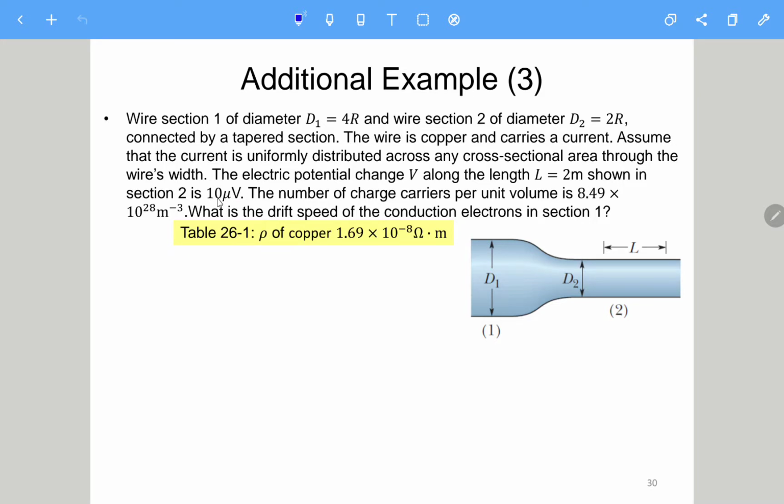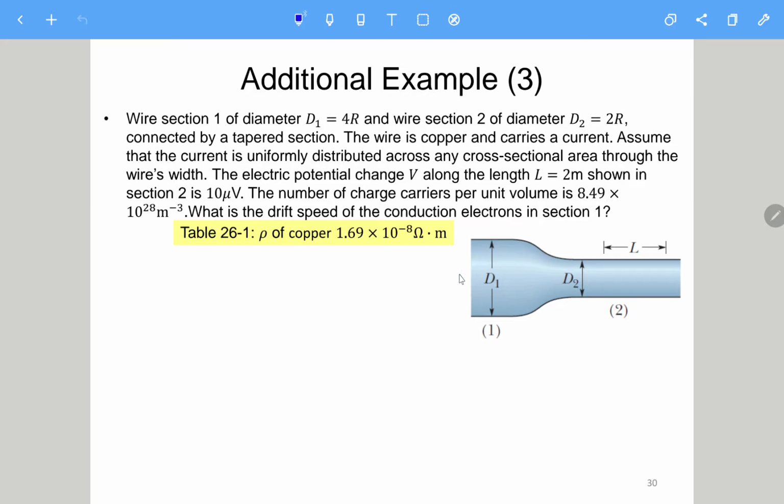is 10 microvolt. So the number of charge carriers per unit volume is this number. What is the drift speed of the conduction electron in section 1?